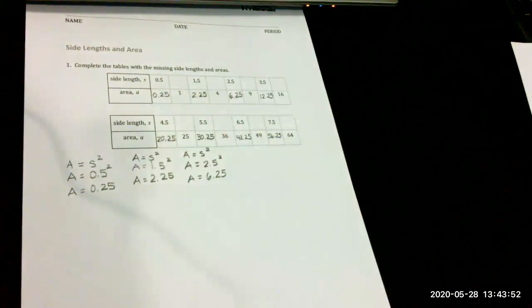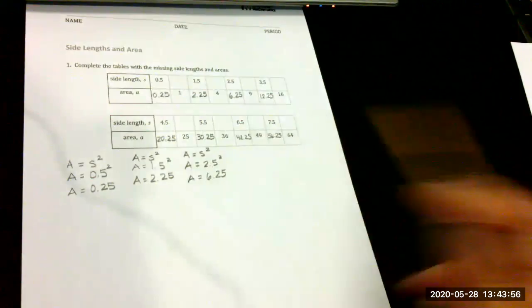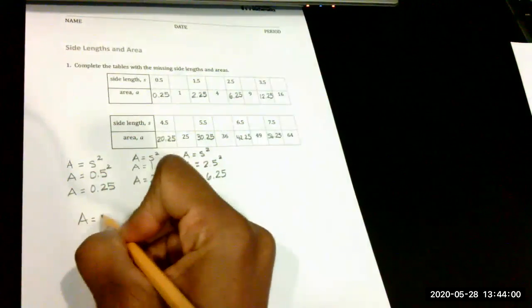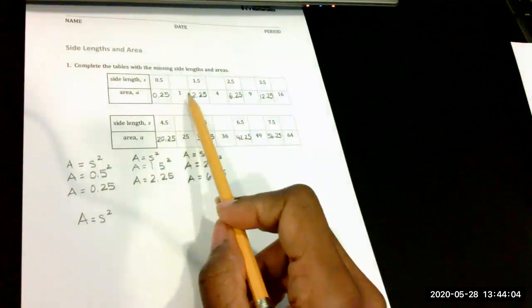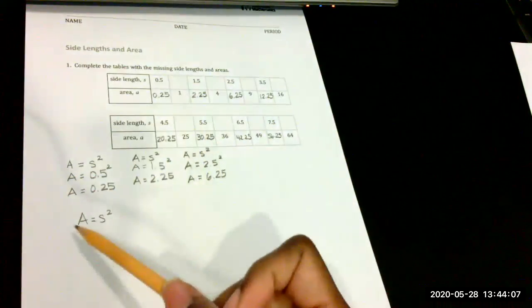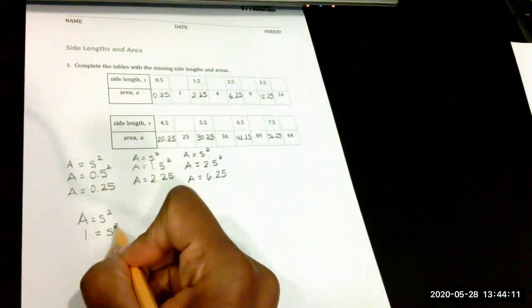Now, what happens in the reverse? If you notice here, they're giving us all of the areas of the square. So how are we going to find the side? So if you look at the formula, it basically tells you what to do. So in this case, let's start with this one. It's saying that the area is 1. So where the A is, I'm going to put a 1. And we don't know what the side is.